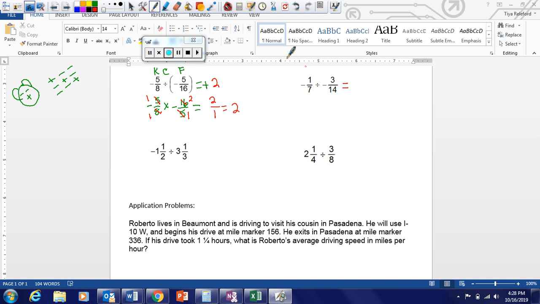We have a negative and a negative. So a negative and a negative gives me a positive. I'm going to keep, change, flip because I don't need to make it an improper fraction. So go ahead and rewrite. Keep your negative 1/7, change division to multiplication, and flip 14 over 3.